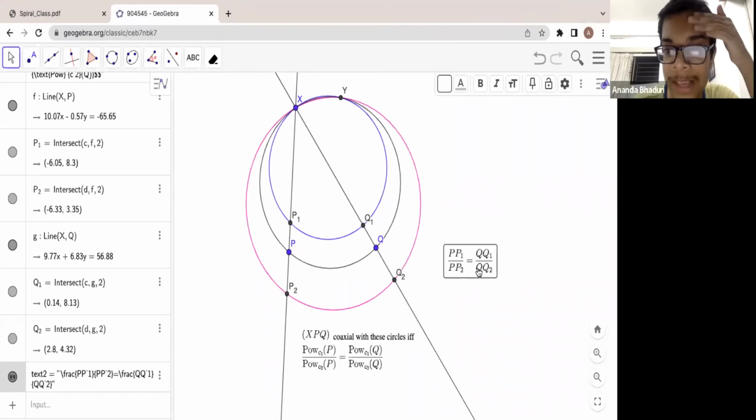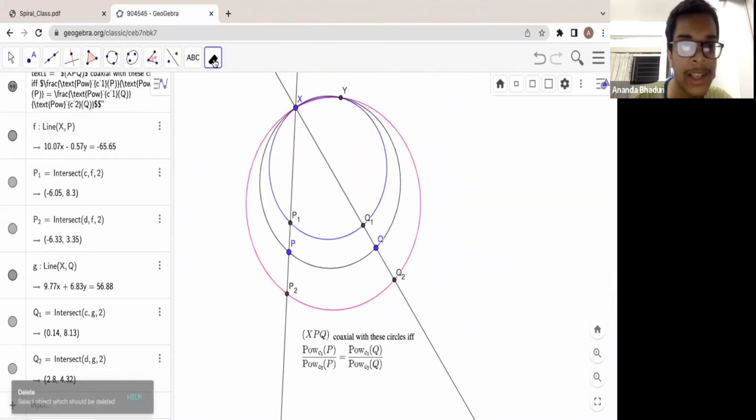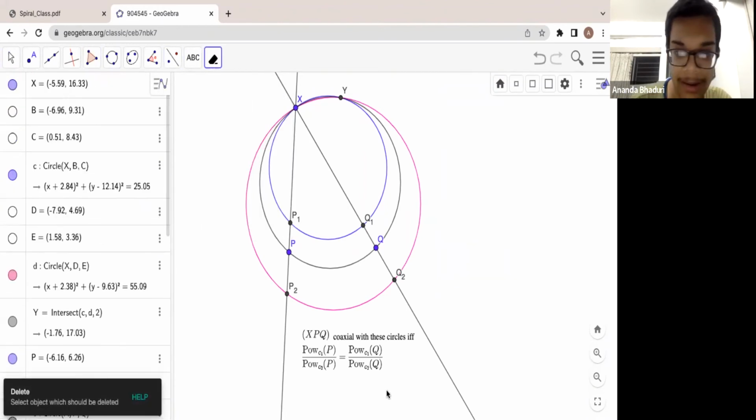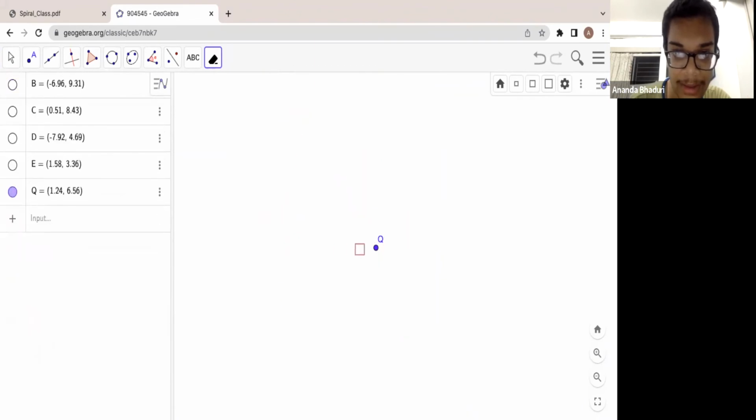All right. Let's imagine that P1, P2, Q1, Q2 are fixed and P and Q move such that this holds. Then XPQ always passes through Y. So you can imagine that P and Q are moving with constant velocity, and the ratio is always preserved. And so XPQ always passes through the fixed point Y. Now, say, for example, if you have a triangle, I'll delete everything again.